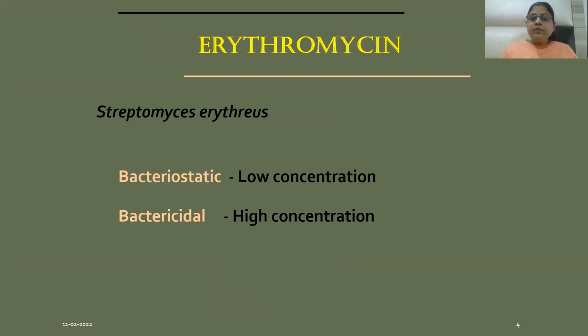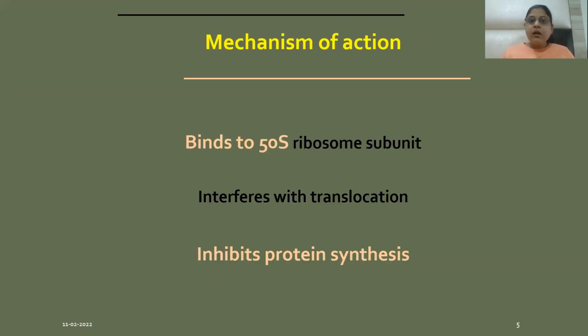Now, erythromycin, first of all, is obtained from Streptomyces erythraeus. At low concentration, it is bacteriostatic, and at high concentration, it is bactericidal. Mechanism of action: it binds to the 50S ribosomal subunit and interferes with translocation.